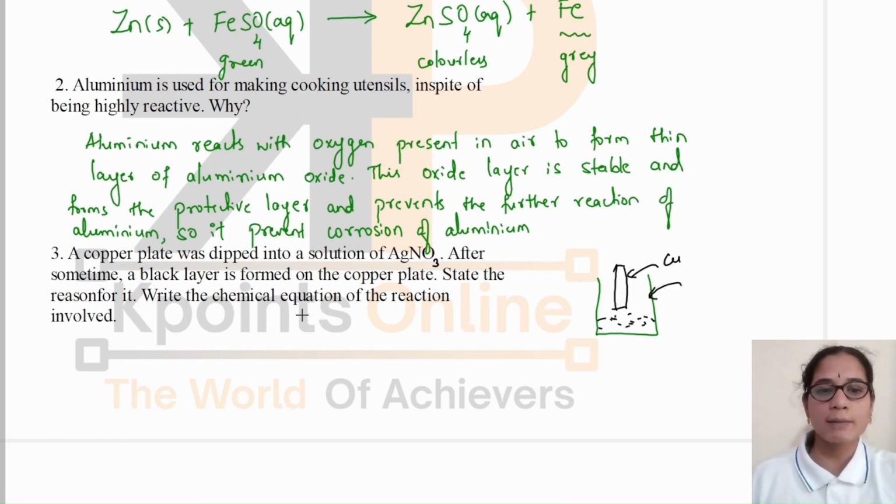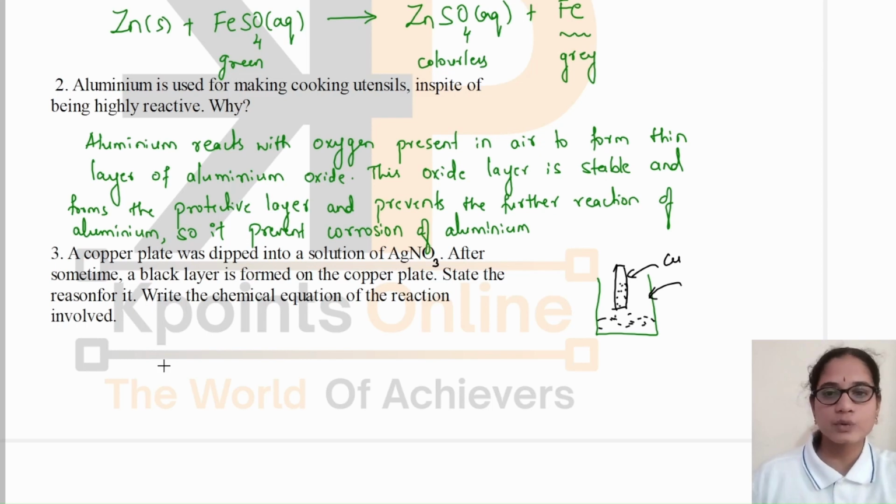After some time, what happens? There is a formation of a black layer on this copper plate. Why does this happen? Because copper has displaced silver from silver nitrate solution, because it is more reactive than silver, as we have seen in the reactivity series.